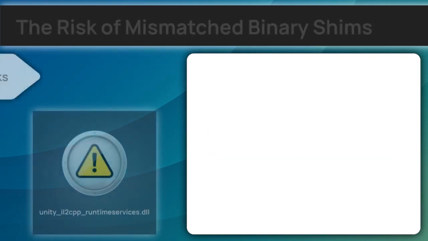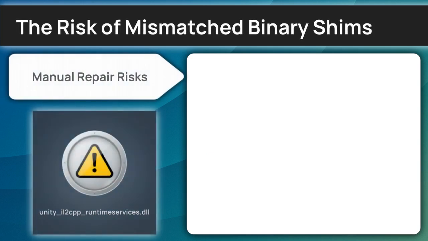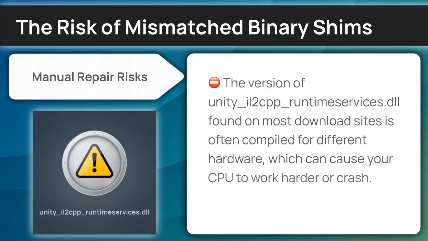Before we finish, let's go over the professional protocol for sourcing essential system libraries. Please keep in mind that manual replacement of Unity IL2CPP Runtime Services DLL carries a high operational risk. Using unverified files can cause irreparable damage to your Windows registry and lead to total system instability.